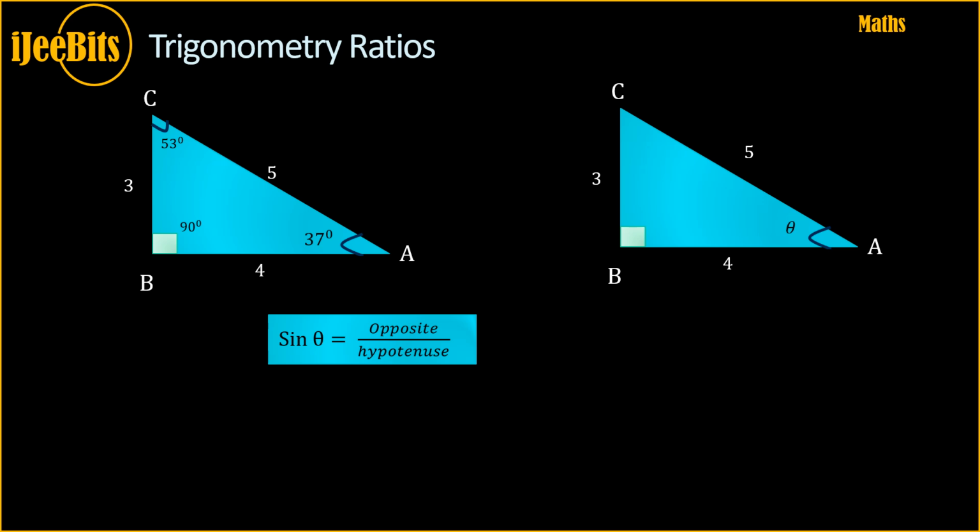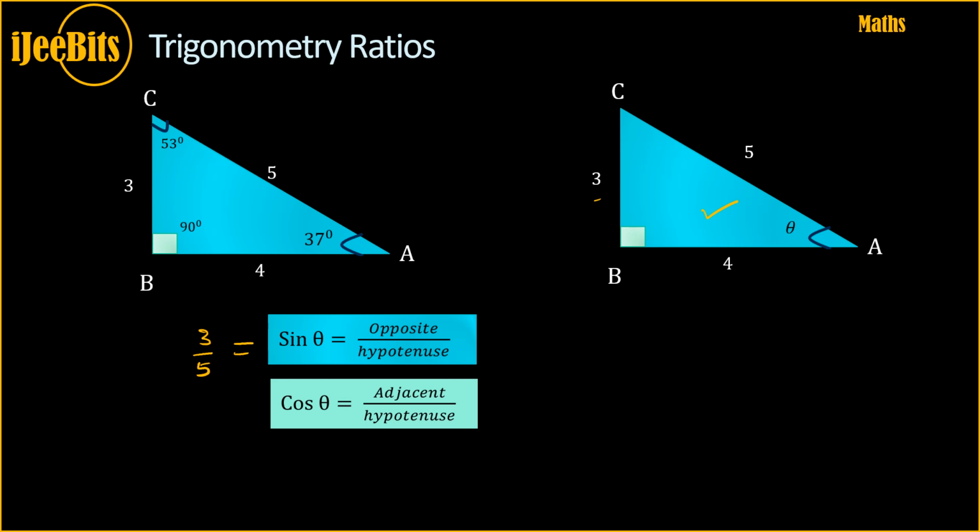So what would be the sin theta based on the definition, opposite by hypotenuse? Let's say theta is like A in this case. Let's take this as an example. How do you define this sin theta value here? Opposite means 3 by 5. So your answer would be 3 by 5.